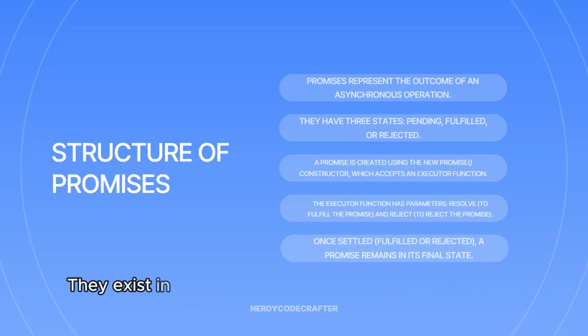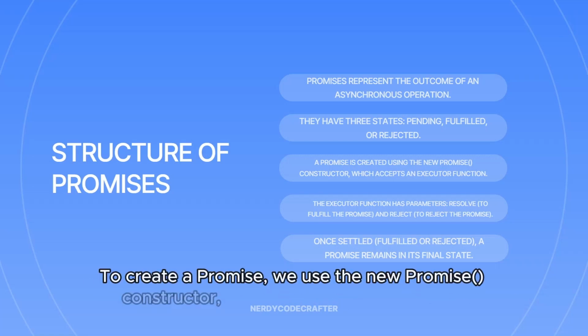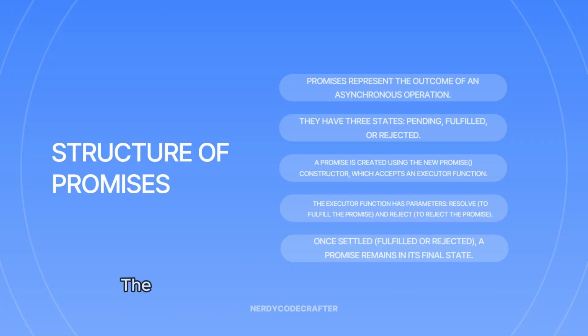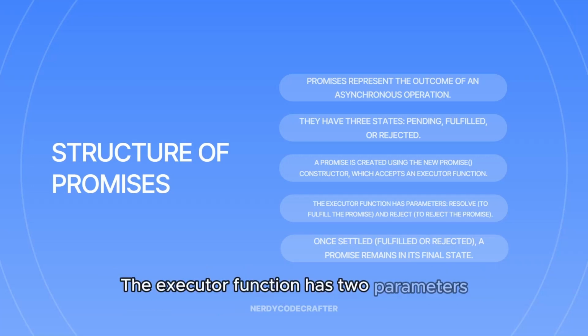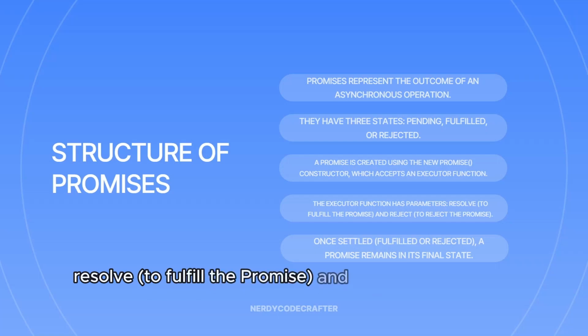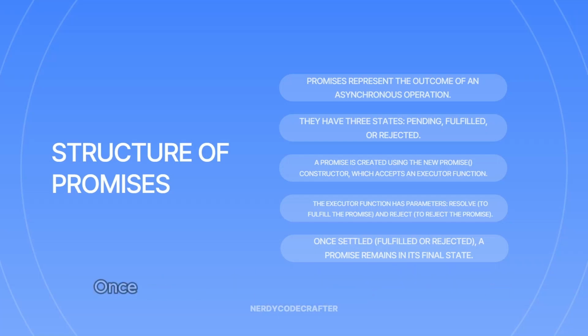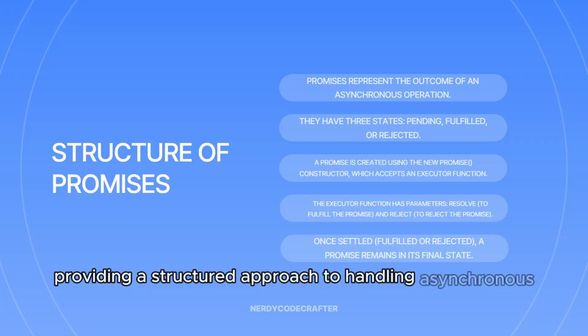Promises represent the eventual completion or failure of an asynchronous operation. They exist in three states: pending, fulfilled, or rejected. To create a promise, we use the new Promise constructor, passing an executor function. The executor function has two parameters: resolve to fulfill the promise and reject to reject the promise. Once settled, a promise remains in its final state, providing a structured approach to handling asynchronous operations.